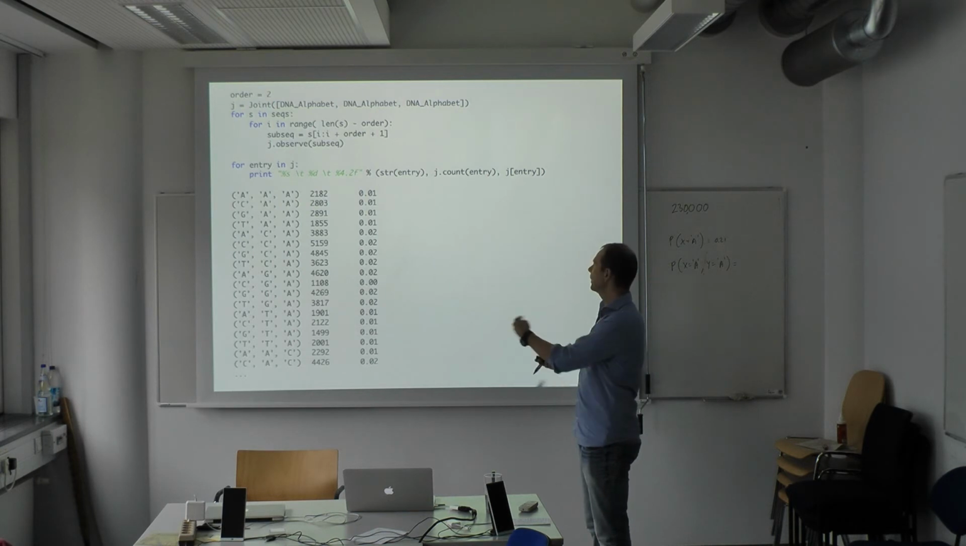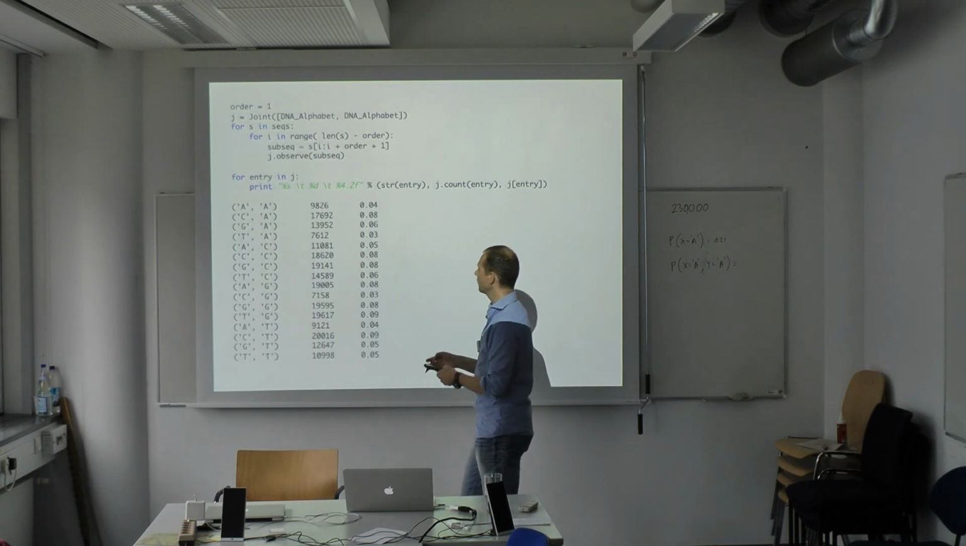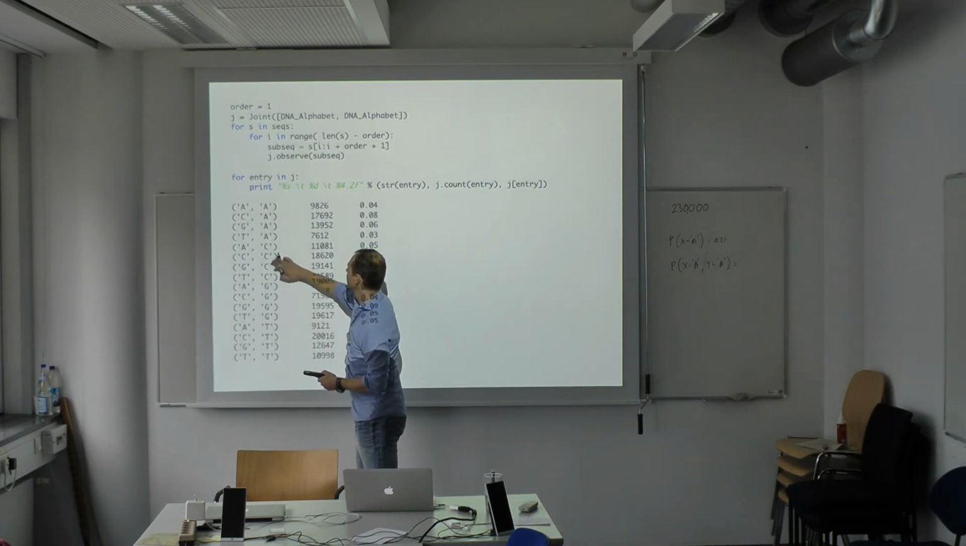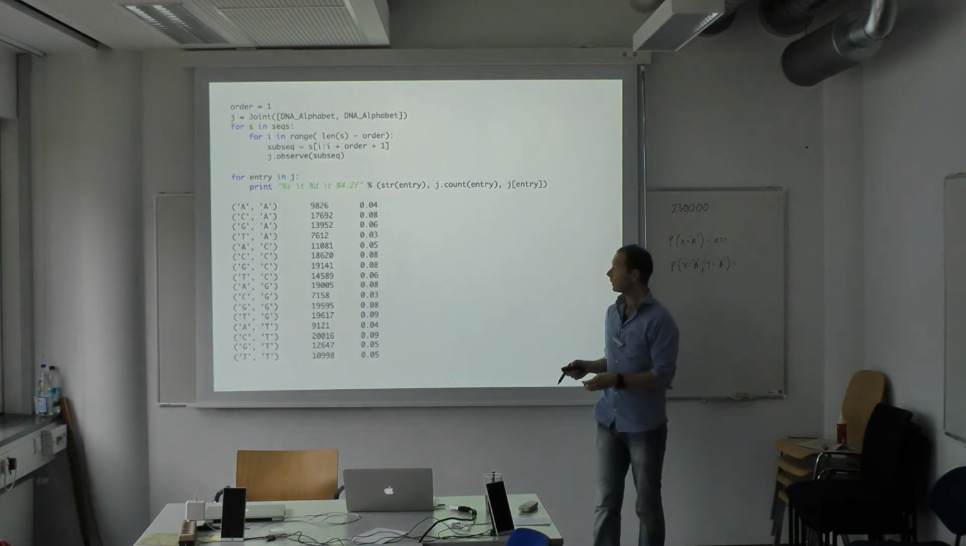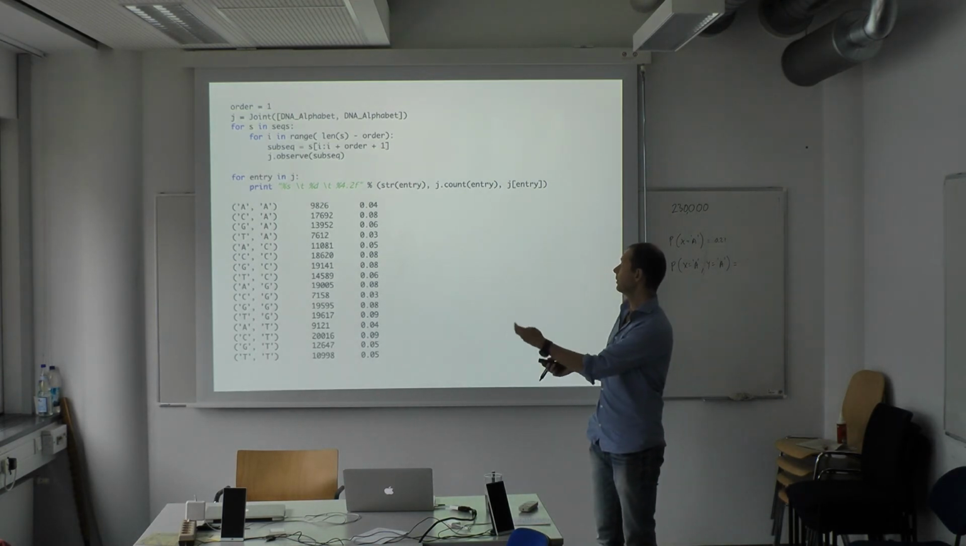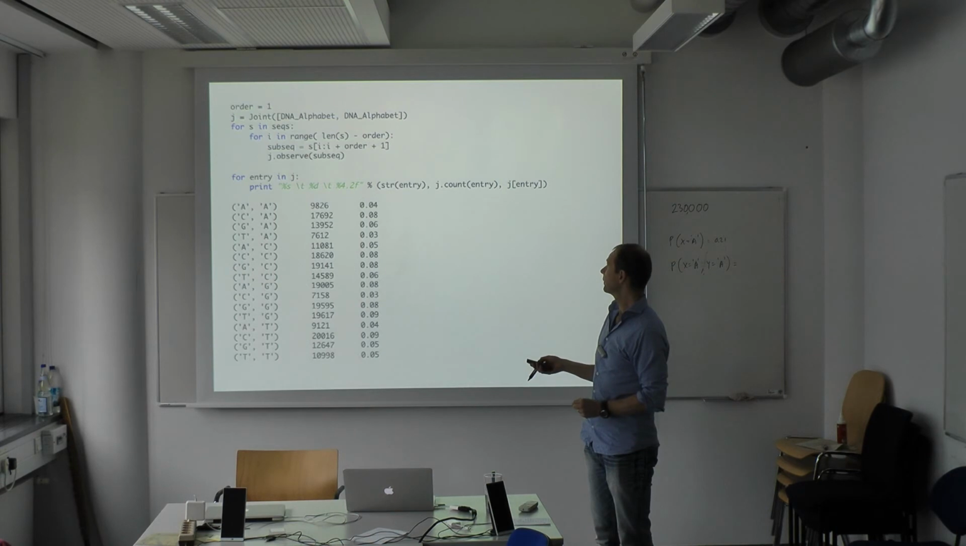So this is a method by which we can detect dependencies, because we would see the difference between CG and GC, for instance. Whereas if we had a simple zero-order model, we would not be able to do that. That is, that we only look at one nucleotide at a time.